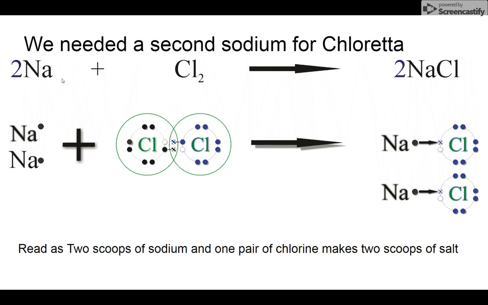Why wouldn't we put a little 2 instead? Because that would indicate that they have somehow shared or transferred electrons between them, and metals just don't do that. You could read this as 2 scoops of sodium and 1 pair of chlorine makes 2 scoops of salt.